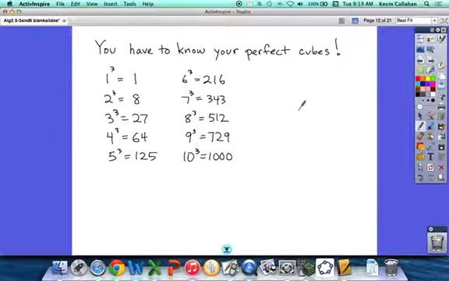I'm good with all the ones through 6. I always remember these. These I don't always remember. 1,000, 10 times 10 times 10. I think I can remember that one.